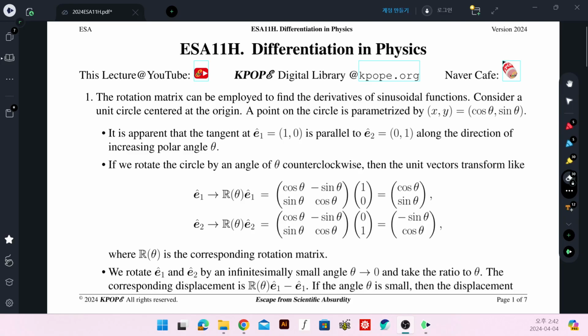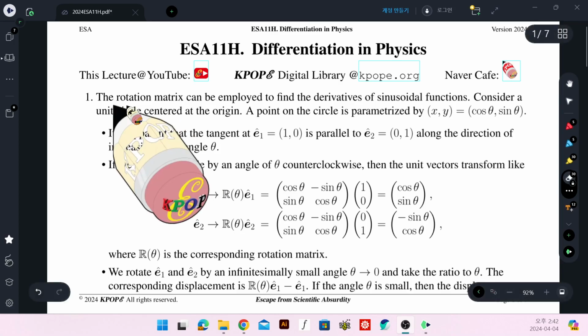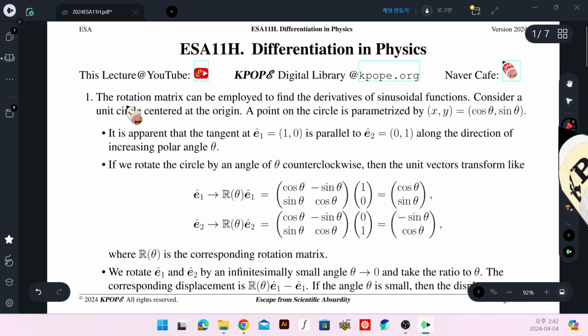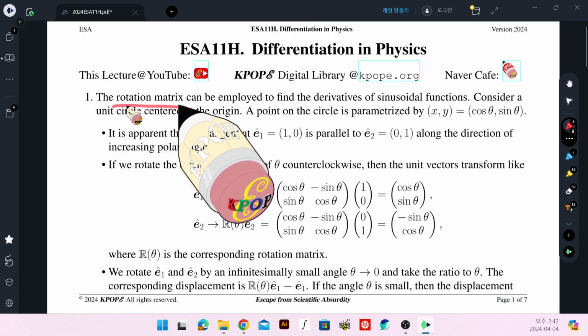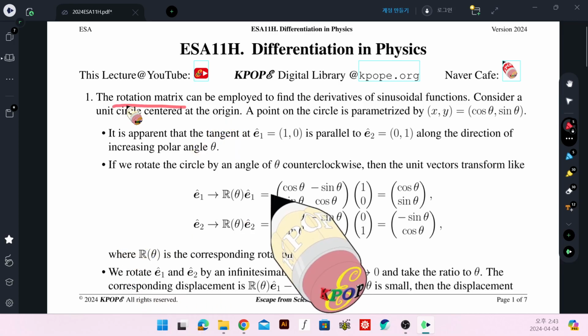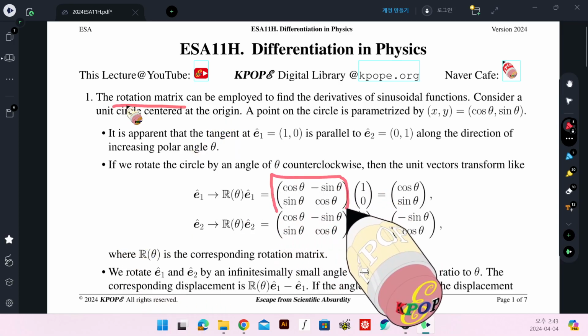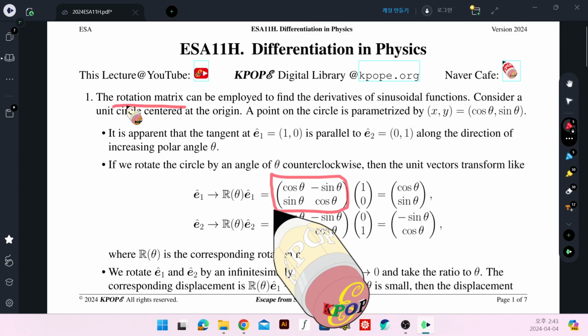Today we study ESA11H, differentiation in physics. We recall the rotation matrix that rotates a vector. For simplicity, we restrict ourselves to the two-dimensional case. In that case, the rotation matrix is given by this form.